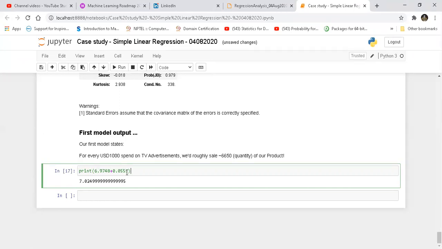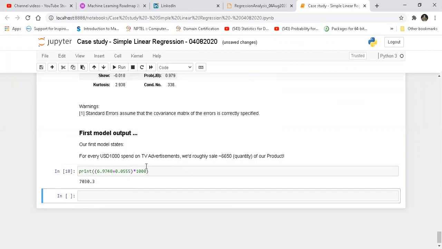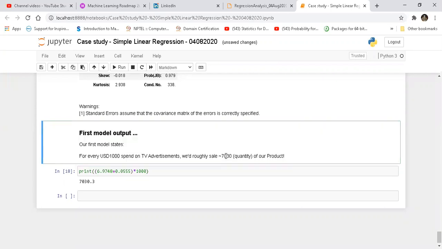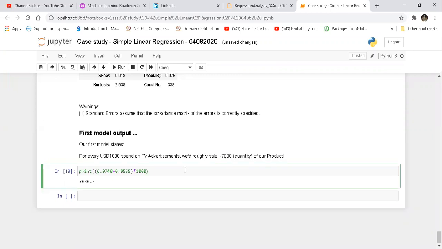Now I take this value and multiply this. I have to put a bracket over here, and I take a multiplication sign and say 1000, and I do a shift enter. 7030.3. So approximately I can say 7030. So 7030 quantity of my items will be sold for each $1000 investment on TV advertisement. So this is really good.